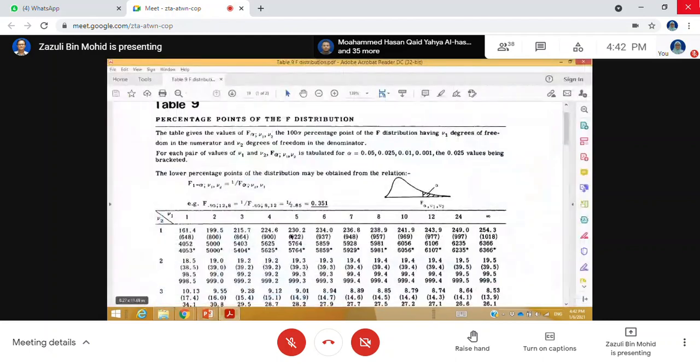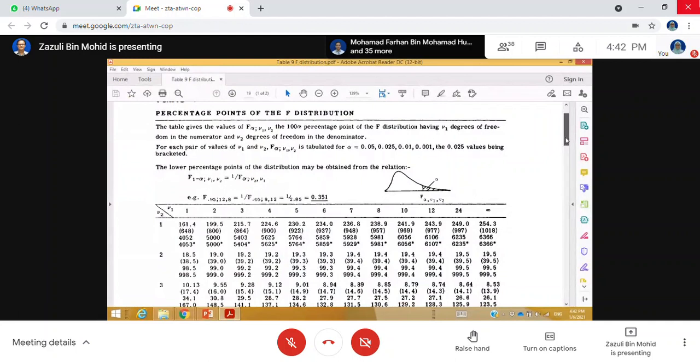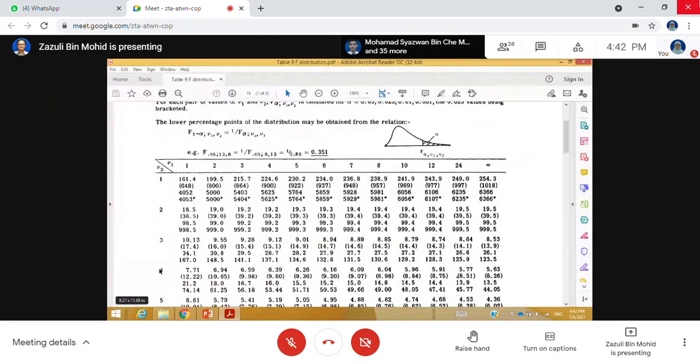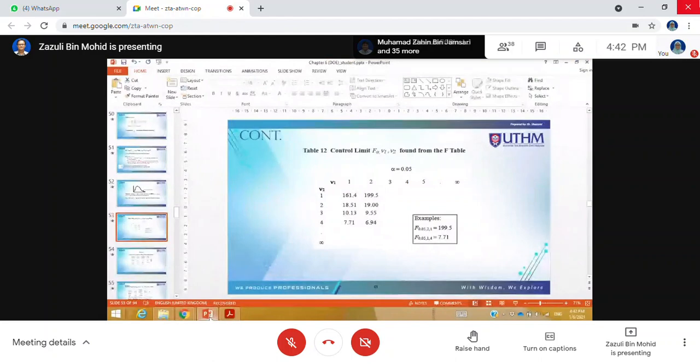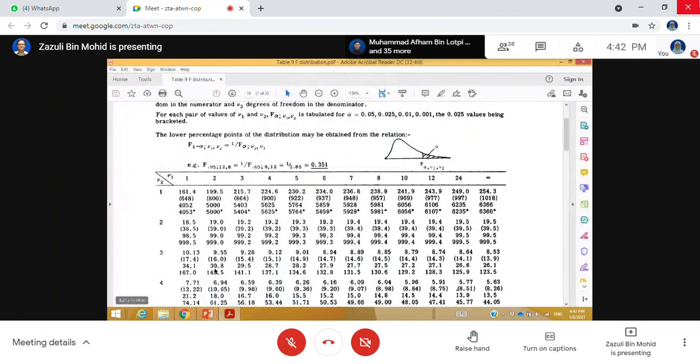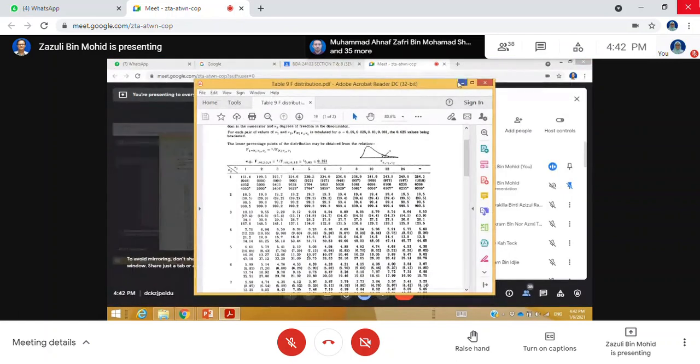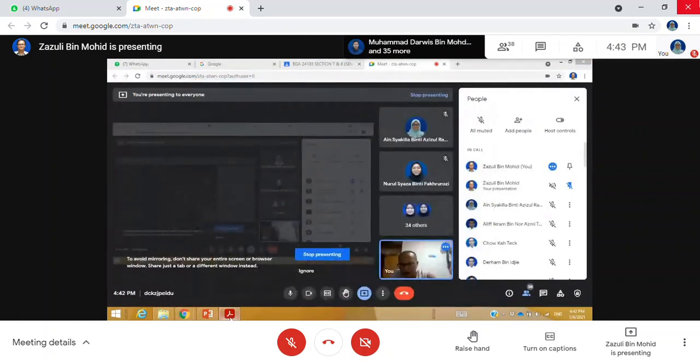That means we have to look on this one for the v1, we look on the v2, 4, then we have this area. But look back on the alpha, what is the value of the alpha? So in this case, the alpha we want to look at is 0.05, which is 5%. That means the value here is 7.71. So that's how we read table 9.